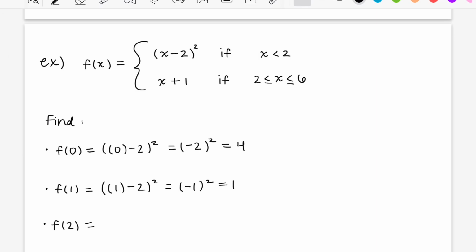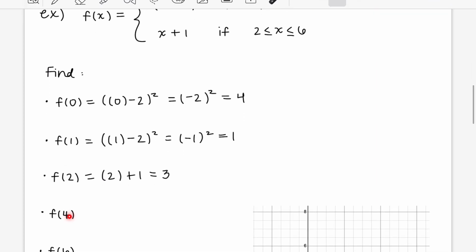Right, for the next one, we want to figure out what our function value is when x is equal to 2. We're not going to be using this one anymore because this was the case only when x was less than 2. Looking at our next piece of this function, we have that for values in between 2 and 6, and including the value 2, f of x is going to be equal to this guy. So we'll plug in 2 into x plus 1, and we'll get 3. Similarly, for 4, 4 is in between 2 and 6, so we're going to be using x plus 1.